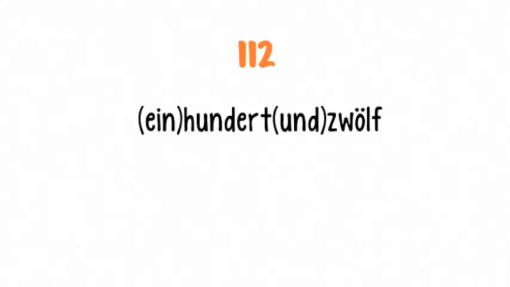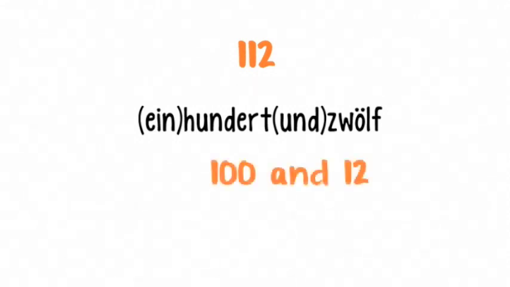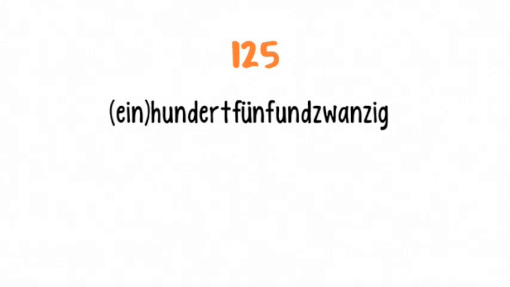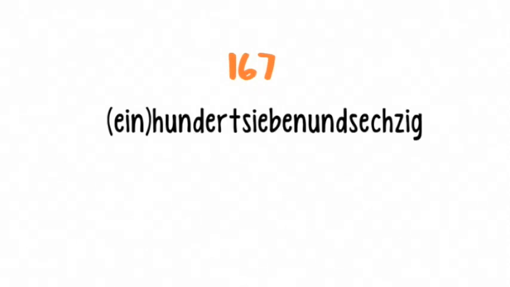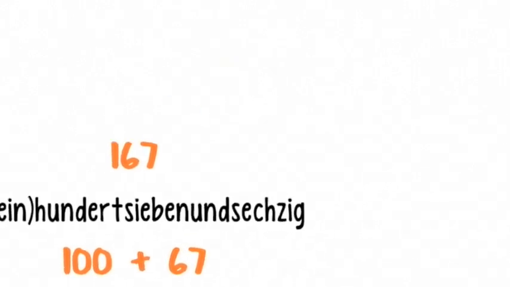Now let's have a look at, for example, the number 112, hundertzwölf, or simply einhundertzwölf. In order to form this number, you just have to add 100 and 12 together. So 112, hundertzwölf or einhundertzwölf. Let's have a look at 125, hundertfünfundzwanzig. Again, 100 plus 25. And 167, hundertsiebenundsechzig, which is 100 plus 67.